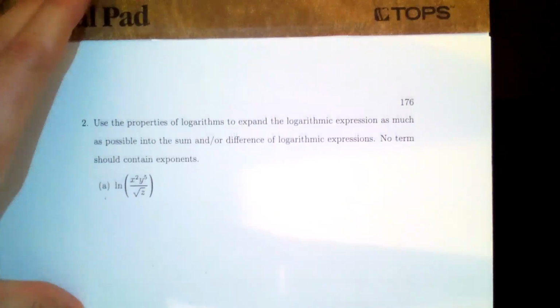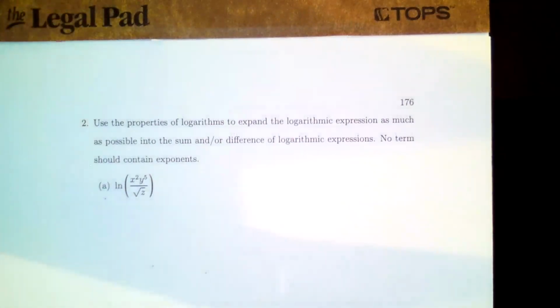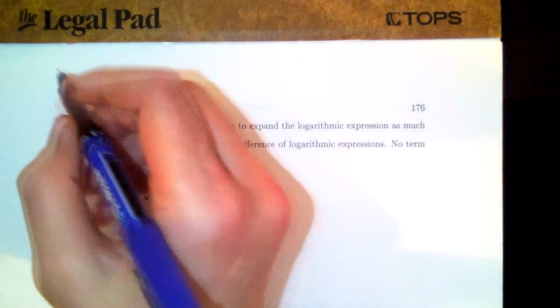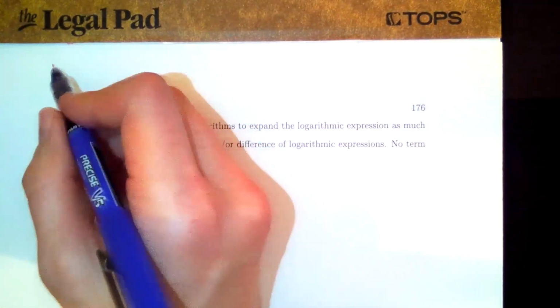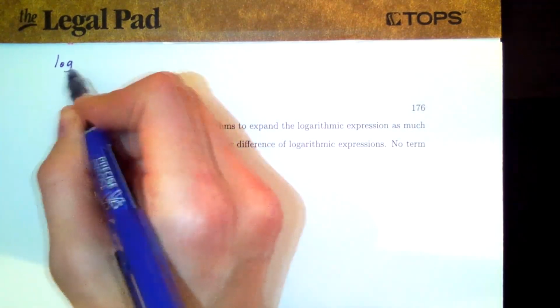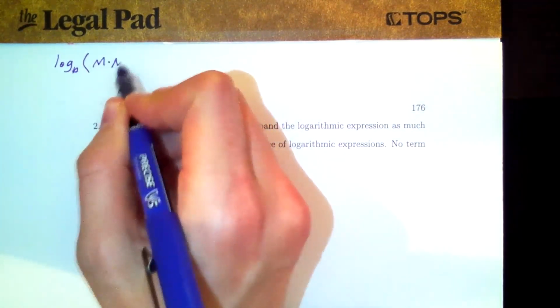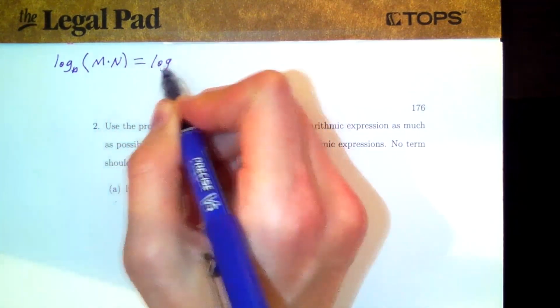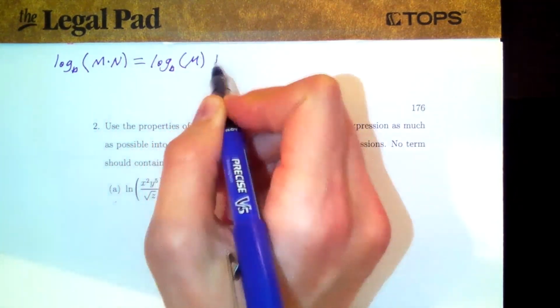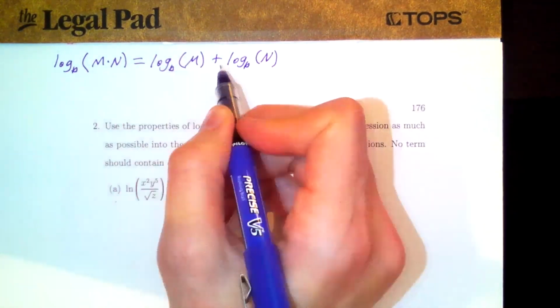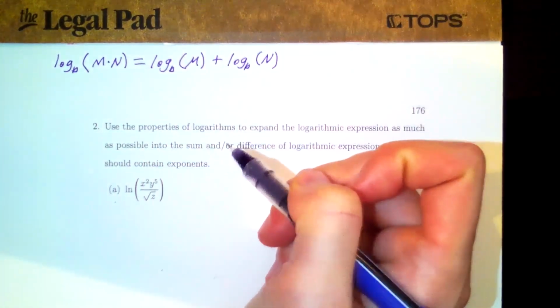So now that I scribbled on the front page, let's do a couple of real quick examples in the top margin of how to use a couple of the top properties. We had said that log base b of something multiplied, m times n, becomes log base b of m plus log base b of n. So it splits into two logs, and those two separate logs are added.